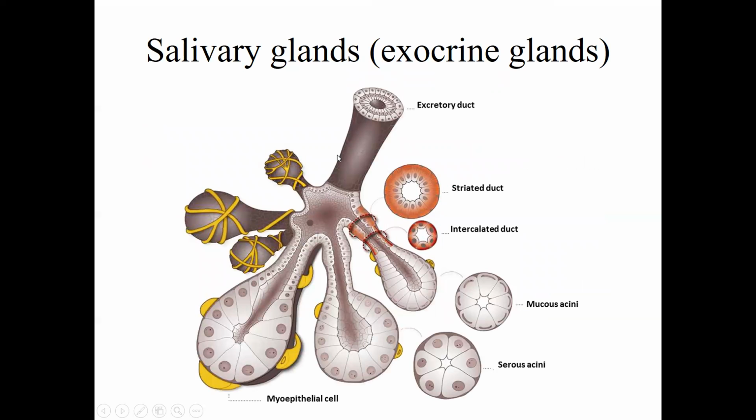This is the salivary gland that has a duct. The glands and some of the cells secrete the saliva and also the salivary amylase. And then they pass to the oral cavity through this duct. That's why we call it an exocrine gland.